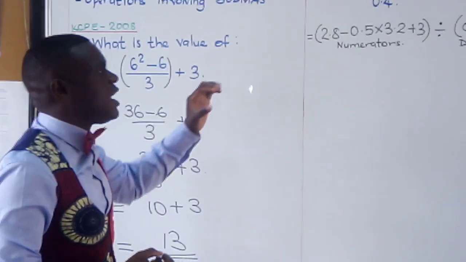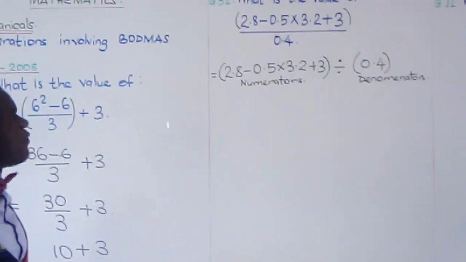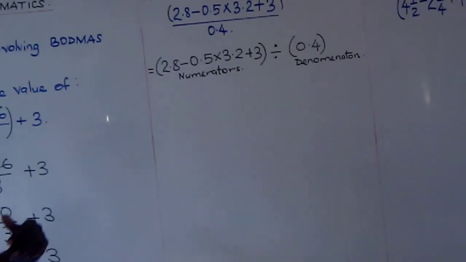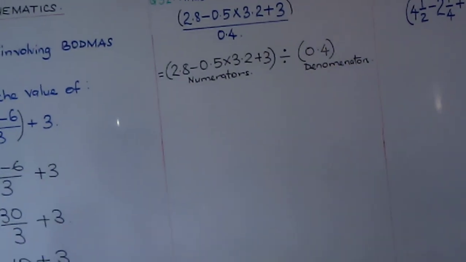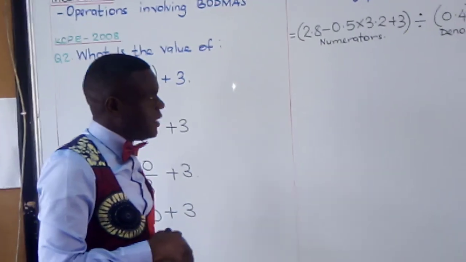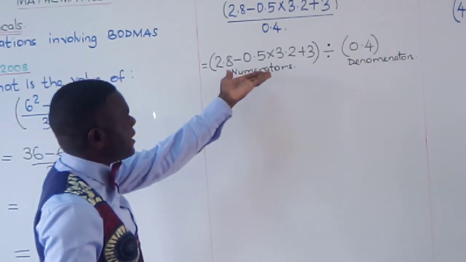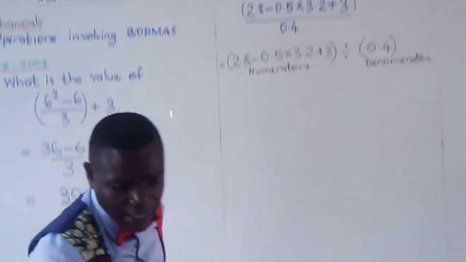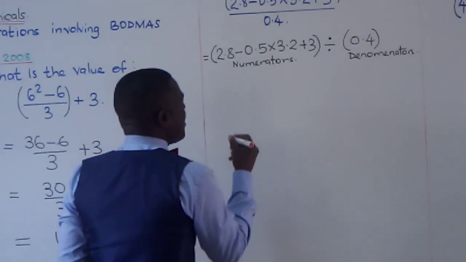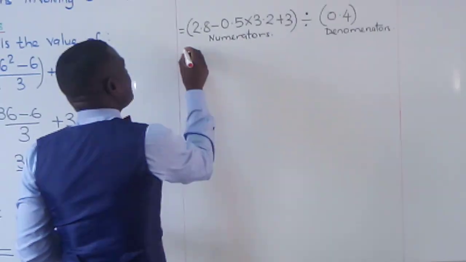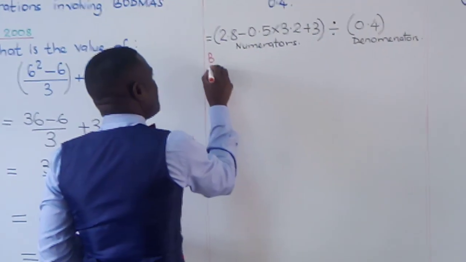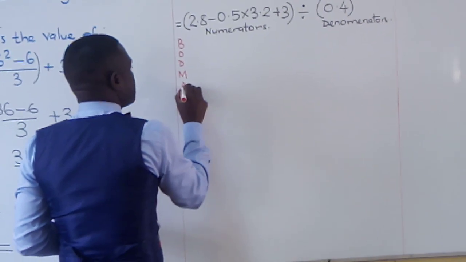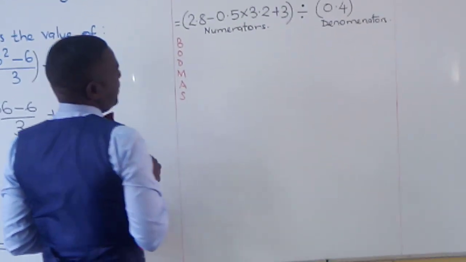I have changed the structure of the question for me to have an easy time solving the problem. Let's look at this. Now, in each bracket here, we want to consider BODMAS. Boys and girls, be able to write somewhere BODMAS, so that I am able to follow it.